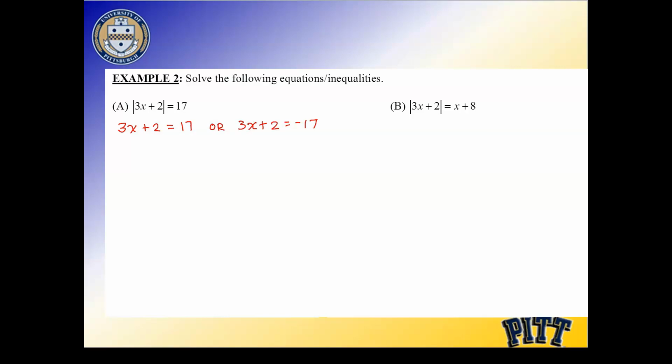From here on out you're doing the same algebraic manipulation, but what you end up on the right-hand side each time is going to be different, because in each one I'm going to subtract 2 from each side. On the left-hand equation I get 3x equals 15. On the right-hand equation I get 3x equals negative 19. And then I'm going to divide both sides by 3 on both equations. On the left I get x equals 5, or I get x equals negative 19 thirds.